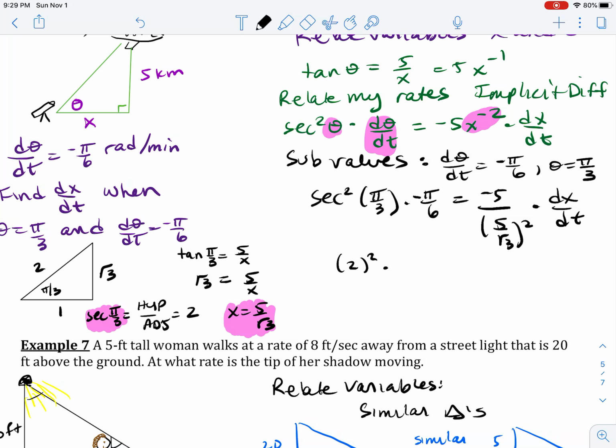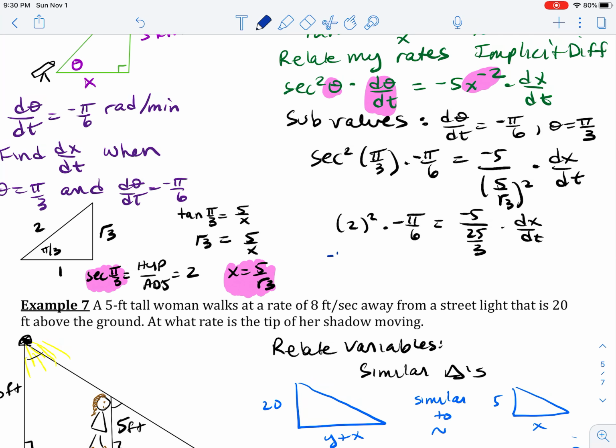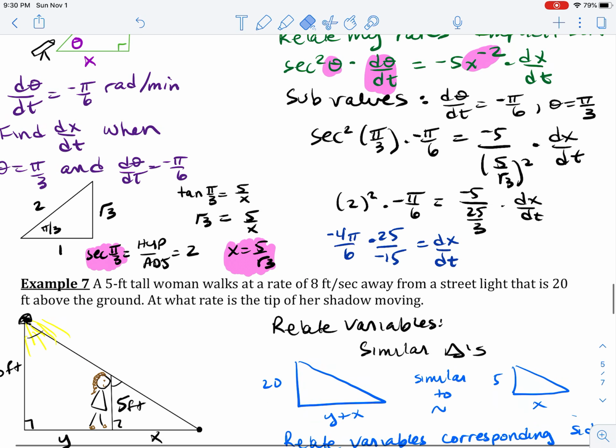I'm just going to write that a little lower. So we're going to have 2 squared times minus π over 6 equal to minus π, and then 5 over root 3 squared is 25 over 3 times dx/dt. And now I'm going to solve for dx/dt, right? So I am going to get minus 4π over 6 on that side, and if I divide, right, we're going to end up with minus 15 over 25, so if I multiply by 25 over minus 15 on this side, I end up with my dx/dt.